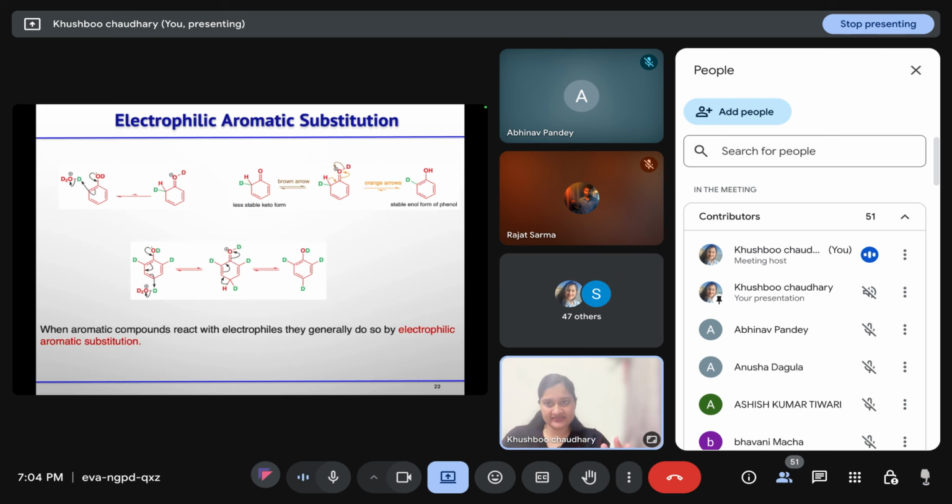And how will that happen? In the case of treating phenol with D3O positive, when the electrons come, oxygen will donate the electrons, then at the para position deuterium can come, or by extended conjugation it can come at the para position, but this deuterium can never attach to the meta position. Is this clear?